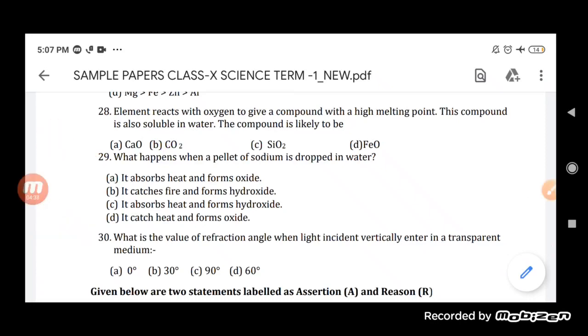Now the next one is, what happens when a pellet of sodium is dropped in water? So when a pellet of sodium is dropped in water, it actually catches fire and forms hydroxide, because it is a highly reactive one. So it will react with the water to form its hydroxide. Okay, so the pellet of sodium will form sodium hydroxide.